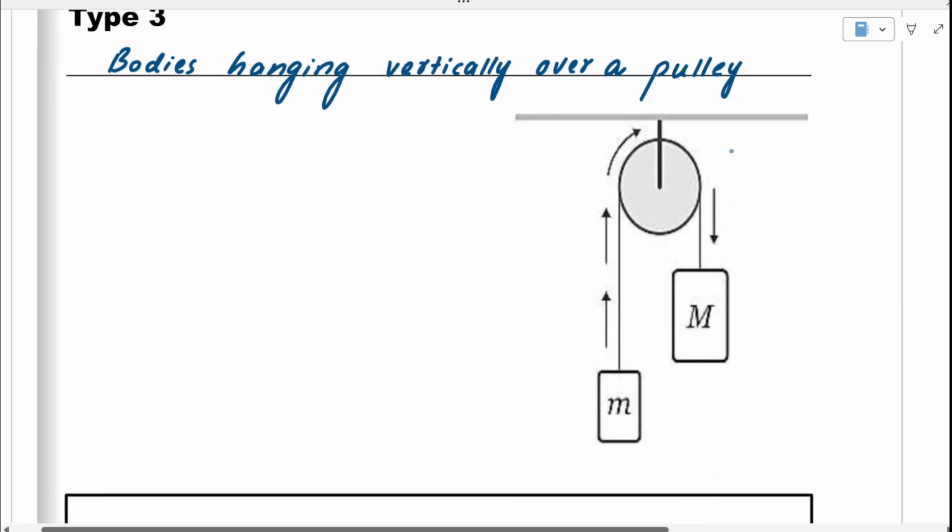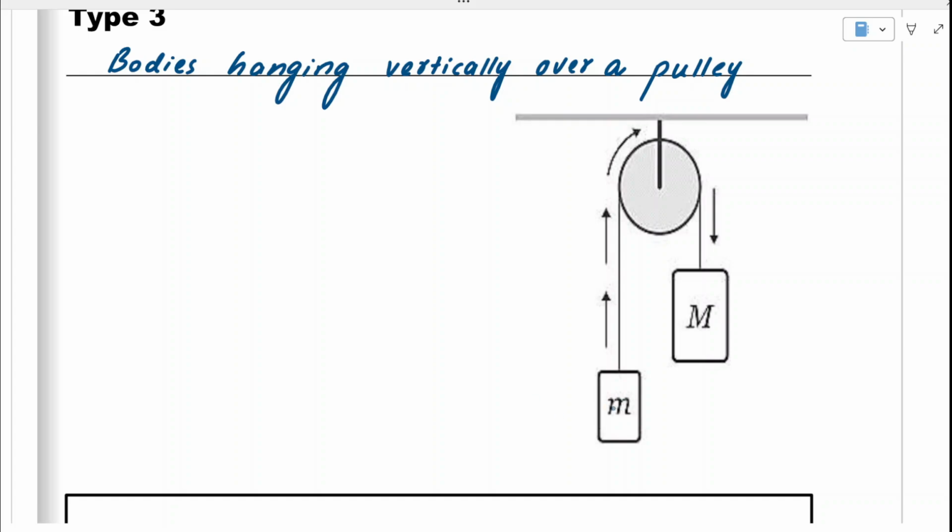When the bodies are hanging vertically over the pulley, the direction of motion is given. It moves upward from here, downward from here. The direction of motion is usually given in the question one way or the other. Let me convert this into a free body diagram.